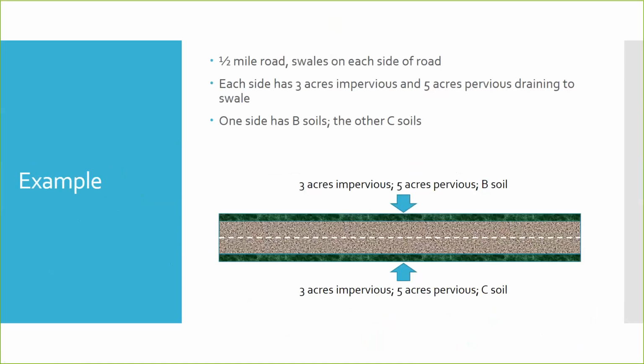So I'm going to do an example for a swale here. I'm going to assume I have a half mile of road and the swales on each side of the road. So here's my road and the swale on each side of the road. On one side we have 3 acres of impervious, 5 acres of pervious on a B soil that drains to the swale. And on the other side we have 3 acres of impervious and 5 acres of pervious that are draining from a C soil to the swale.